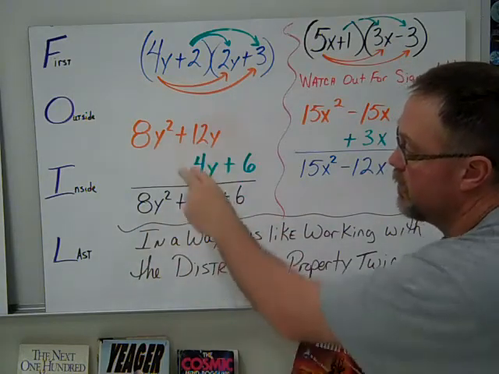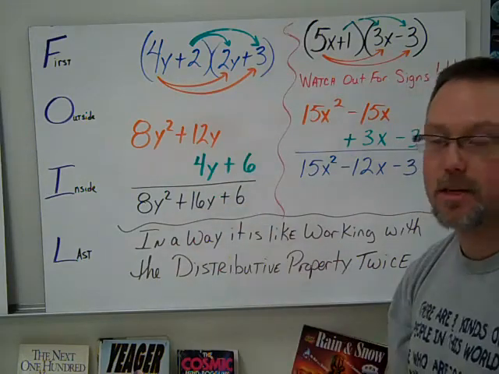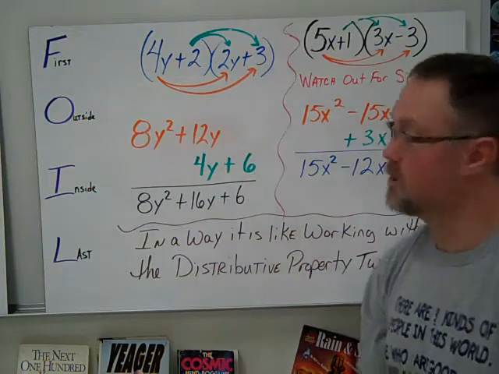We add these two together because we have the same signs. That gives us 16y, and our 6 just comes down. So our answer is 8y squared plus 16y plus 6.